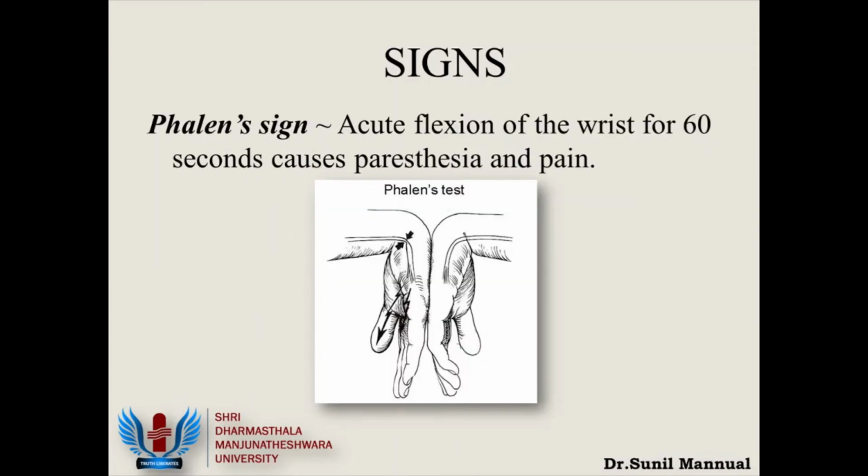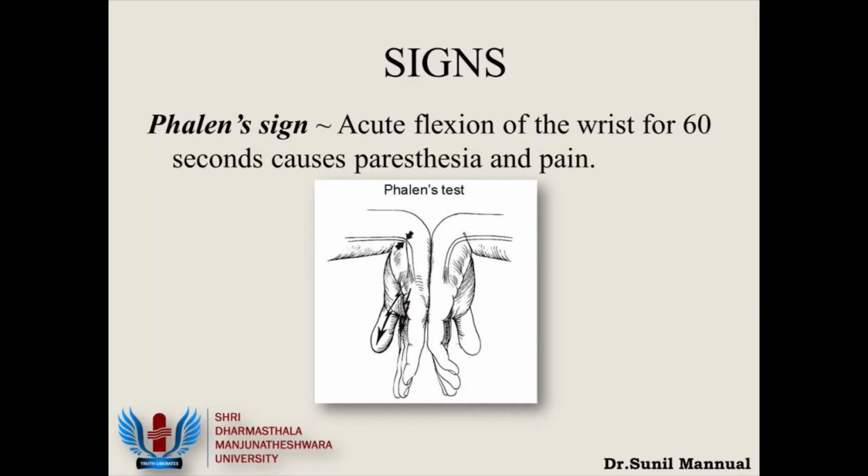Moving to slide number 15. We use the clinical examination called Phalen's sign. What we do is a complete, acute flexion of the wrist and sustain it for more than 60 seconds.